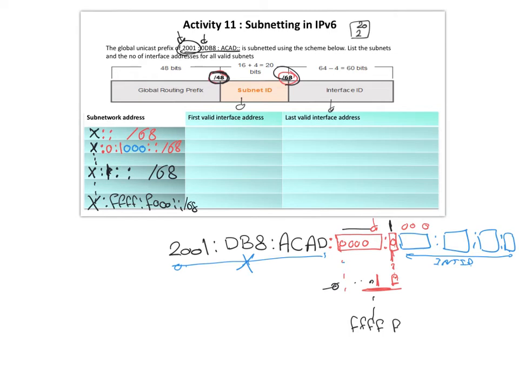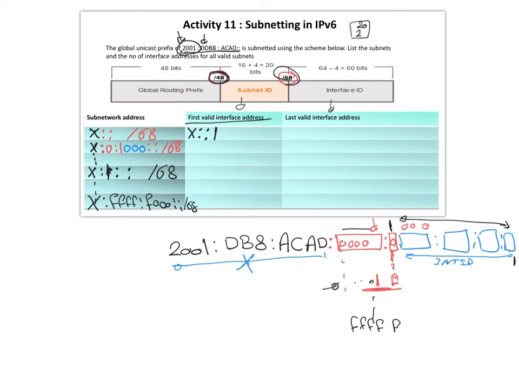The first interface address is when you get the interface part and you put 1 in the rightmost digit, right? So the address will be X colon colon 1. Exactly. That's it. So this is the first usable address in subnetwork number 0.